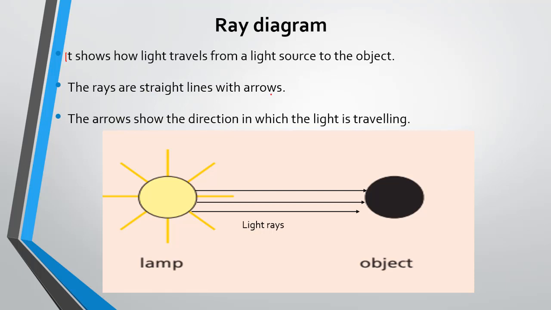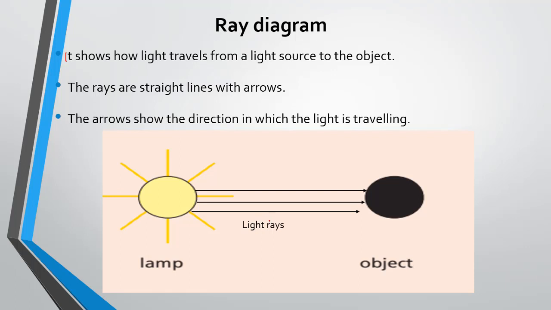I have already talked about that. The arrows show the direction in which the light is traveling, right? And this is an example of a ray diagram. In a ray diagram, you are supposed to have the source where the light is coming from, the object where the light is going, and the rays, the lines showing the direction of light, and these lines should have arrows.